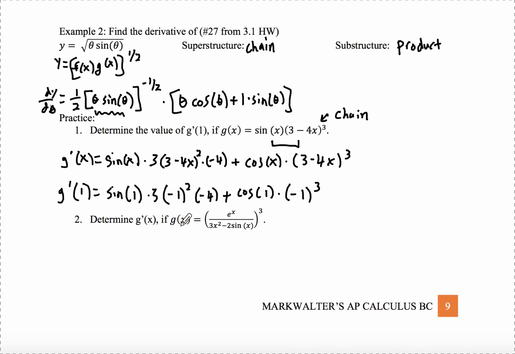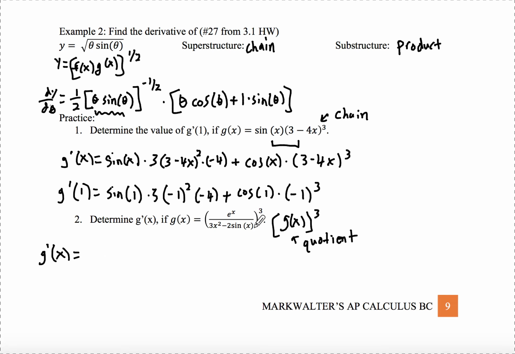Determine g prime of x if g of x is this thing. Wow. Okay, well, I have something cubed. So my superstructure looks like it's a chain rule, something cubed. But that something, the inside, is a quotient. So we've got to be on the lookout for that. We're going to start with our chain rule, but then we're going to end up doing a quotient rule in here somewhere. All right, g prime of x.